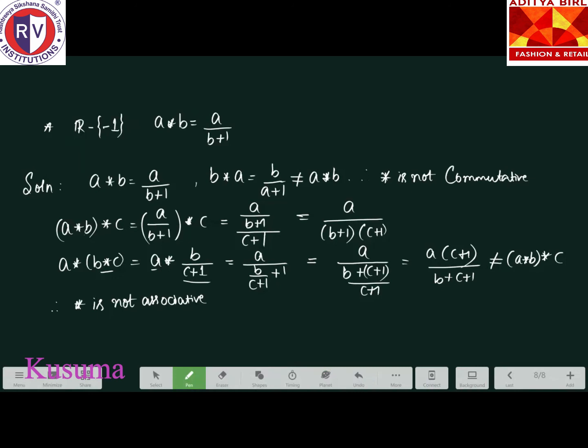So we can also solve this by taking any two numbers from the set of real numbers except -1, and checking whether A star B is equal to B star A, and whether (A star B) star C is equal to A star (B star C), and you can check for the answer.